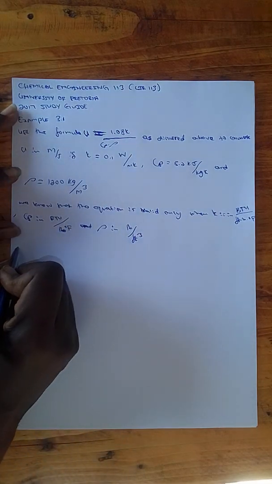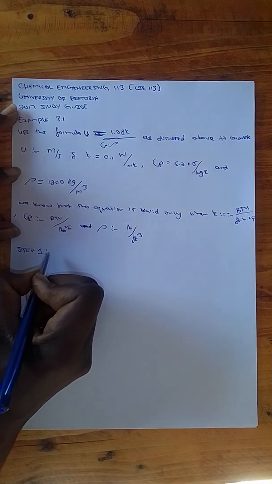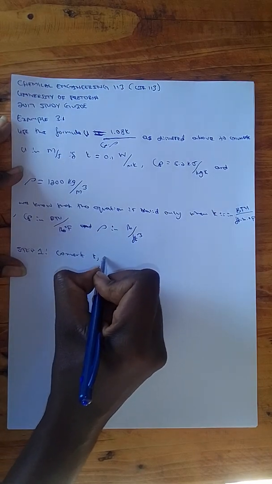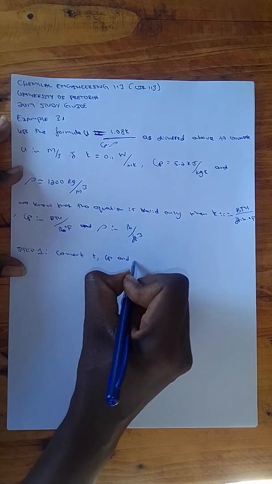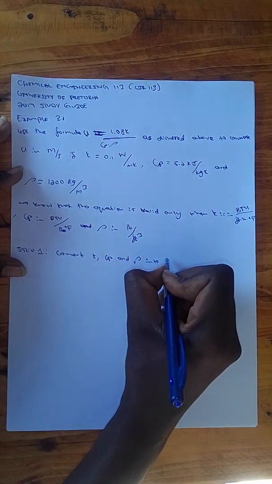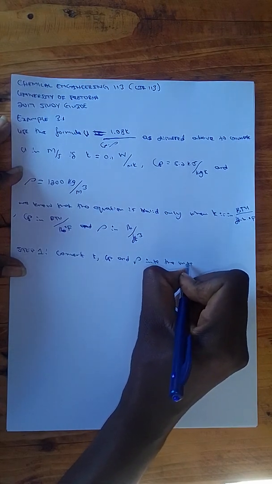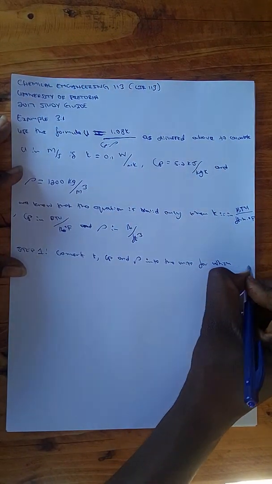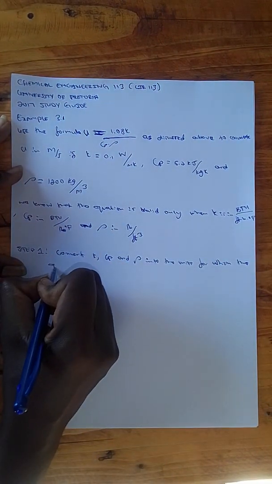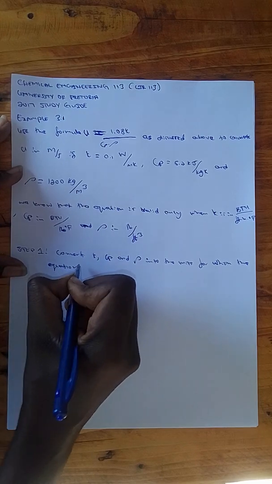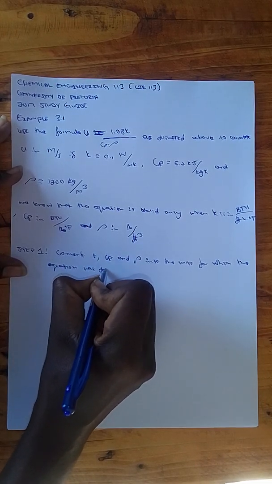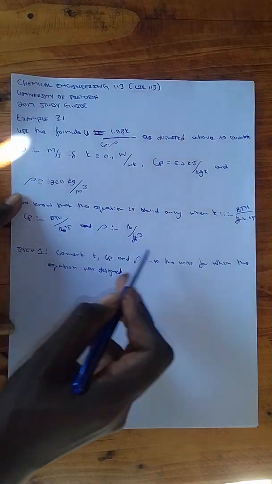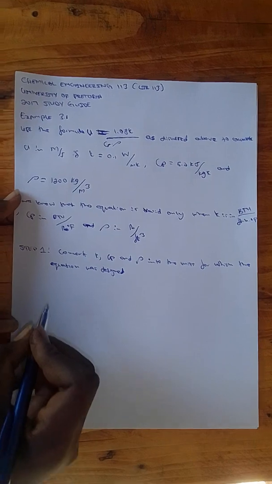So we can say step 1, convert K, Cp, and rho into the units for which the equation was designed. Yeah, for which the equation has been designed, and these are actually the units for which this equation has been designed. Now with that said, we can just start with our K.